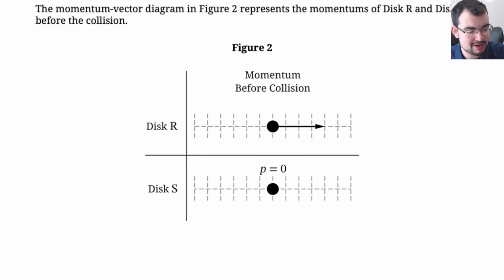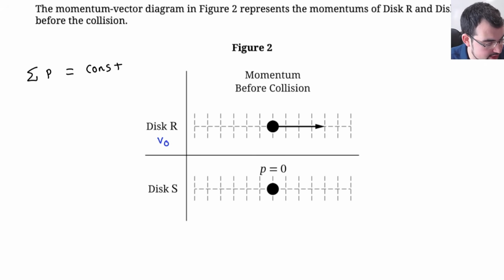Well, we know that anytime things are colliding, unless there's weird hinge forces and it's a rotation thing, the linear momentum stays constant in a system. So this means that total momentum before has to equal total momentum after. So disk R, before the collision, impacted at V0, and disk S was not moving. And this mass was M0, this mass was 3M0.